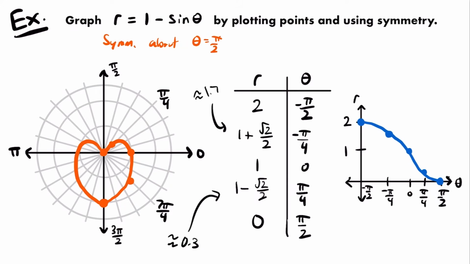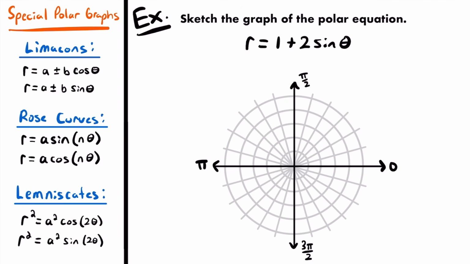We're going to work on identifying a special type of polar graph by looking at the form of our polar equations and then using what we know about those special polar graphs to sketch the graph of those polar equations quickly. Okay, so here's our first example of sketching the graph of a polar equation by recognizing it to be a polar equation that represents a special polar graph.